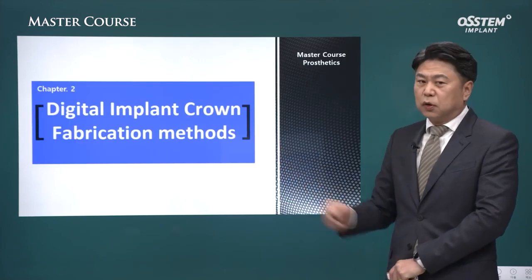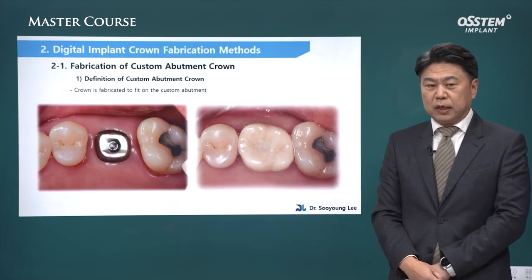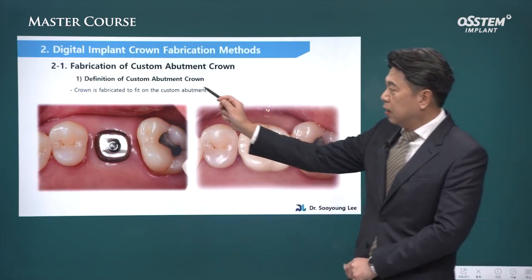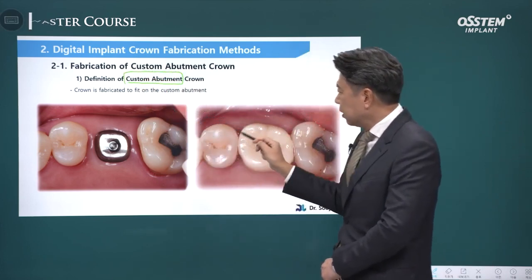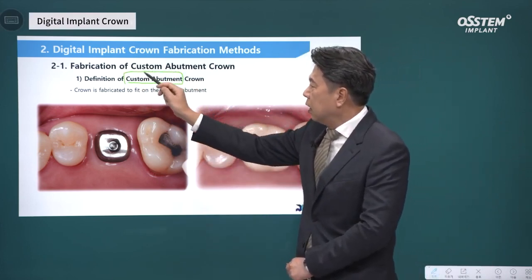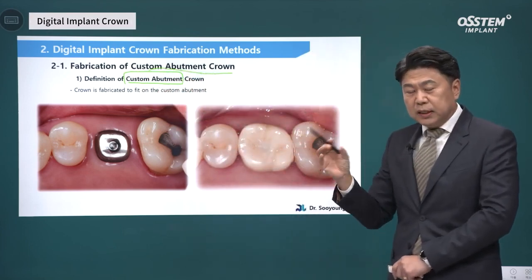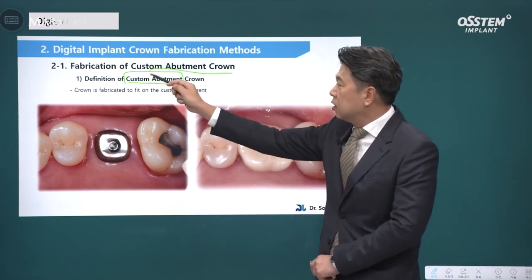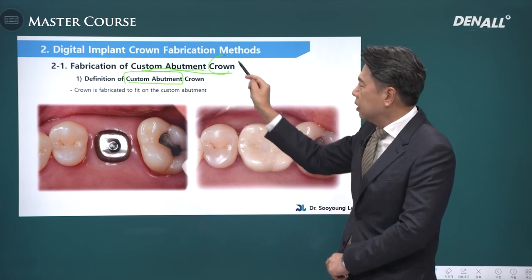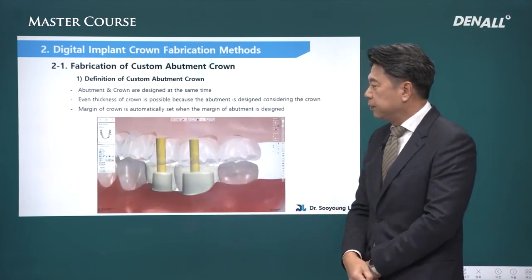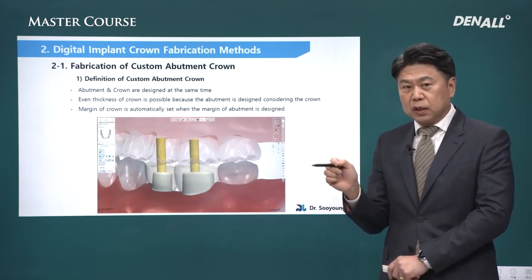Digital implant crown fabrication methods. Brief introduction. There are two ways. First, a custom abutment is fabricated and over it, a crown is put on. And that's called a custom abutment crown. The term was coined for our easy understanding. The digital implant crown: over a custom abutment, a crown is put on. This and the medium, scan body, should be used for custom abutments.